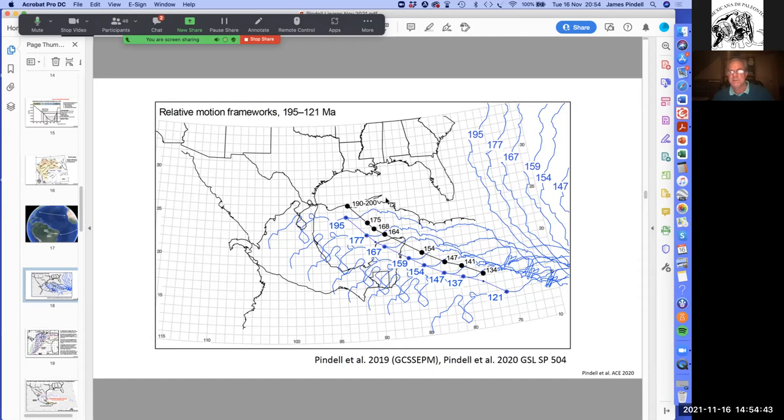Because you can't put the Yucatan block on top of Venezuela, and you can't put the Yucatan block on top of Mexico or Texas. You have to keep the different pieces of continental crust next to each other and not on top of each other. So that's how we do that.